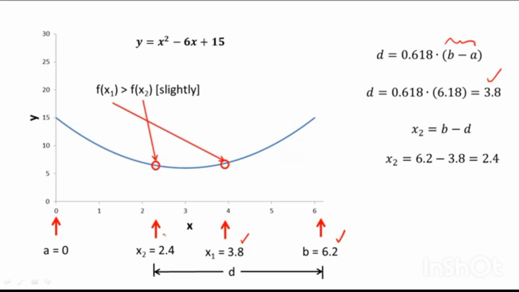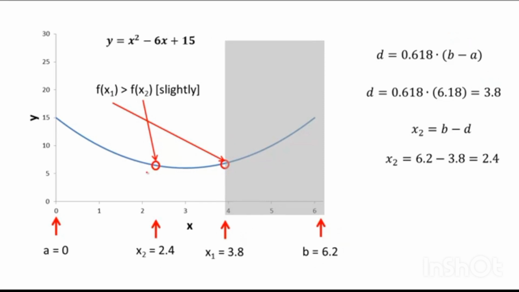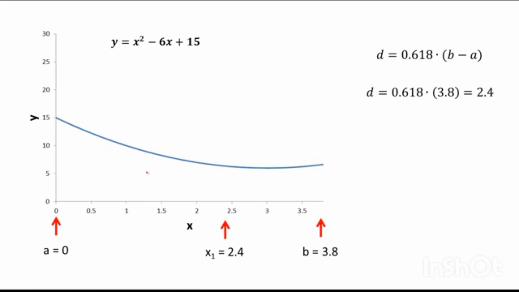We now calculate the function values, and you can't really tell with this example, but f of x1 is just slightly greater than f of x2. So similar to the previous example, we remove everything to the right of x1. x1 becomes the new b, the upper bound, and x2 becomes the new x1. We can then zoom in on 0 to 3.8.